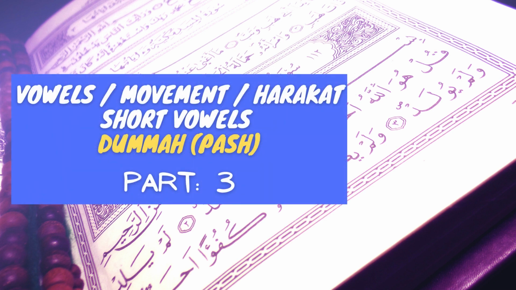Bismillahir Rahmanir Rahim. Welcome to another video of short vowels. Alhamdulillah, in the vowel series, we have done short vowels and we have discussed the first two vowels, Fatha and Kasra, with their examples. In today's video, we have Damma, which is going to be our last short vowel. It is called Damma in Arabic and Pesh in Hindi and Urdu.